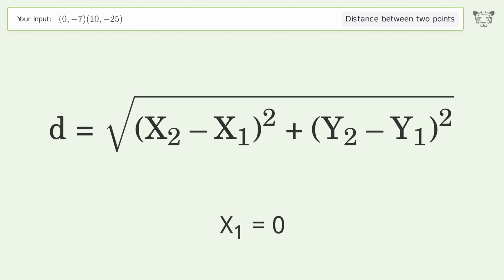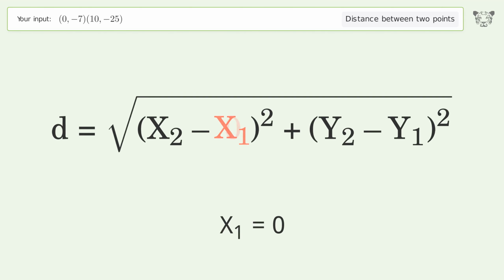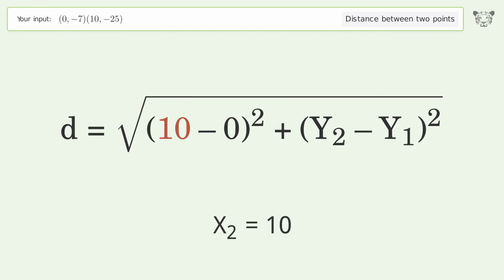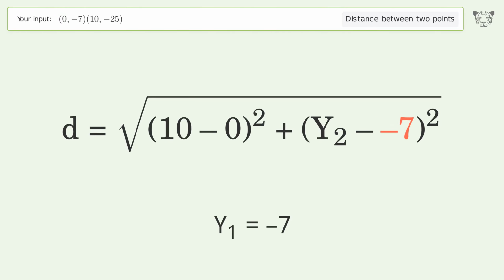x1 equals 0. x2 equals 10. y1 equals -7. y2 equals -25.